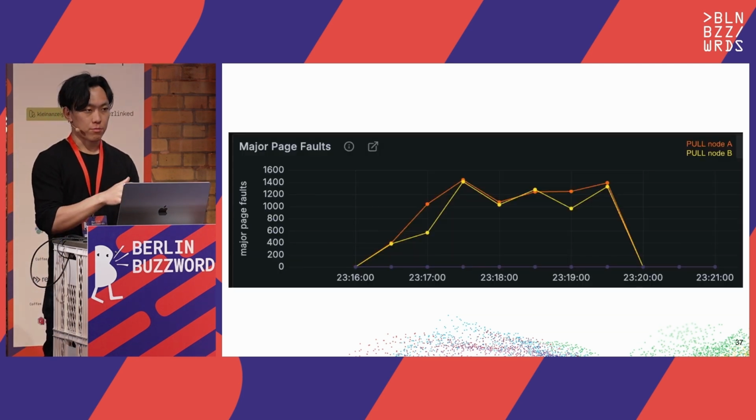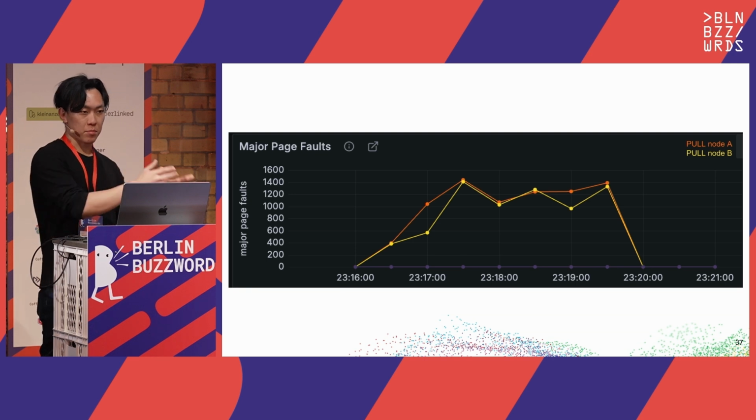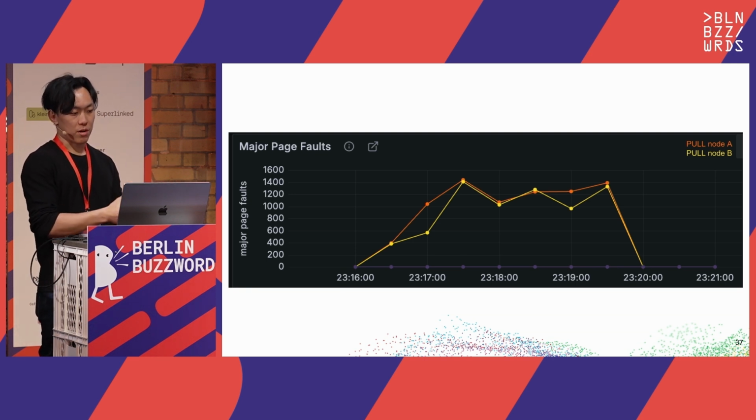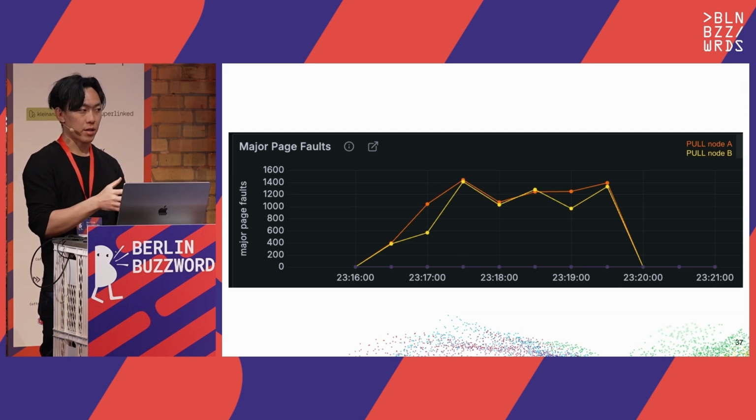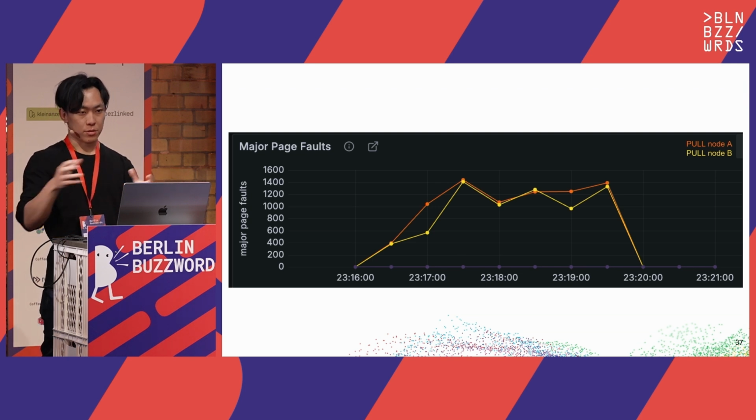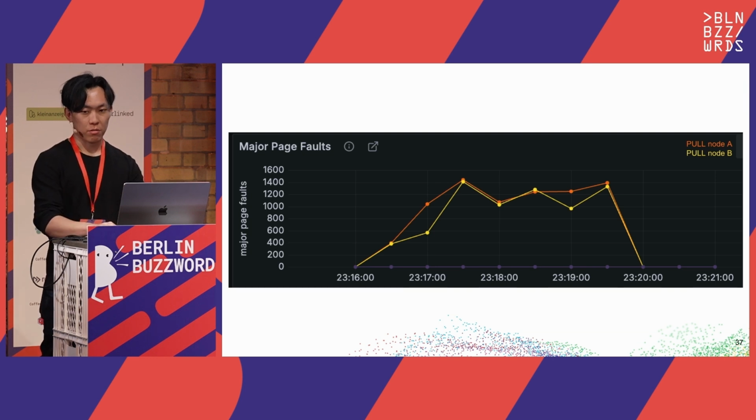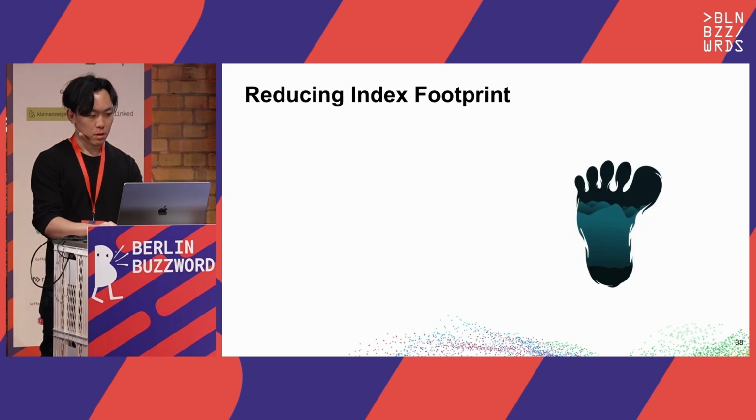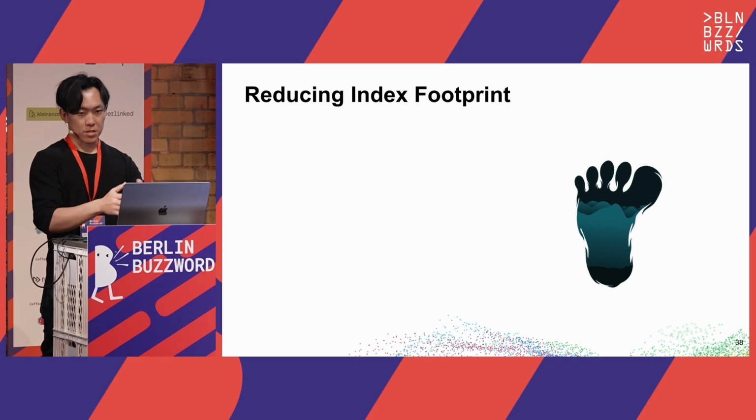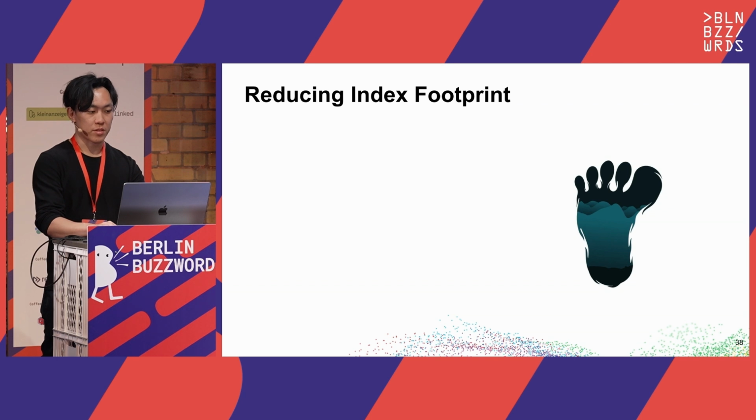Well, if you don't properly optimize your memory, you may see something like this. What is this? Well, this is a graph of major page faults, i.e. when the operating system is unable to find the page in memory and has to go to disk, and loading it from disk is very slow and very expensive. So the way we tackle this is obviously you want to reduce your index size and have as much of it fit in memory as possible.